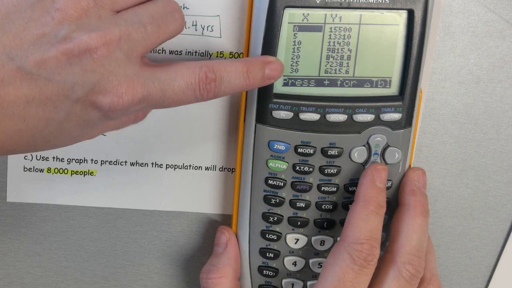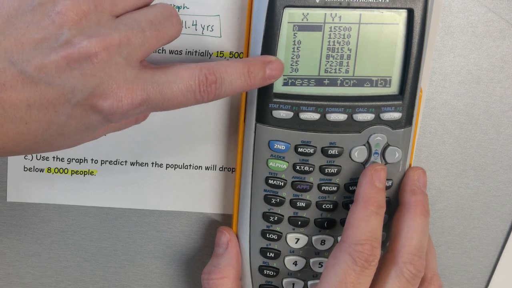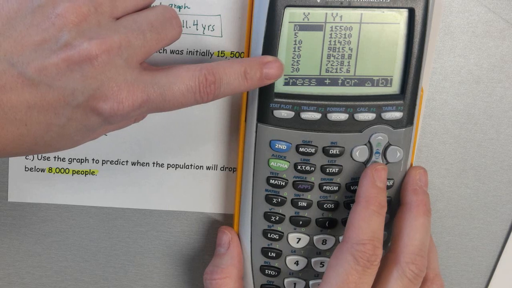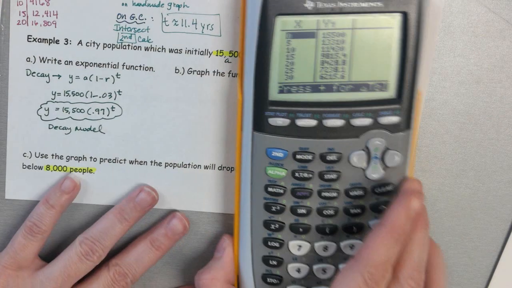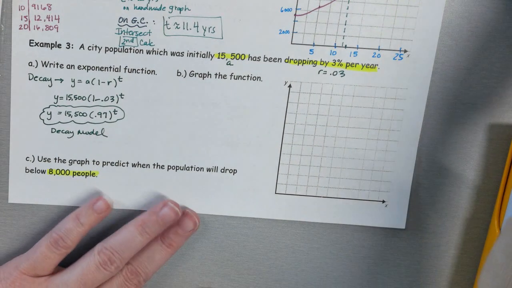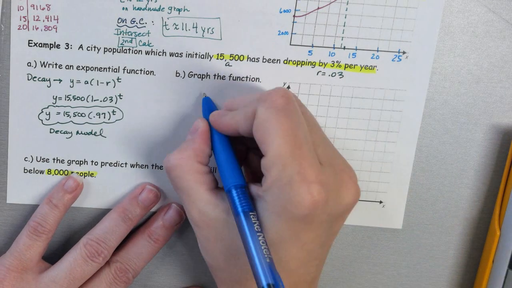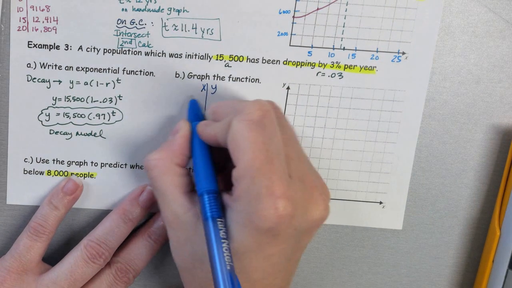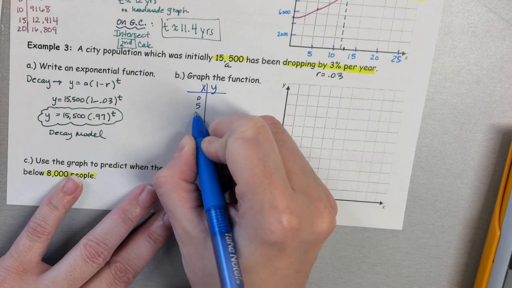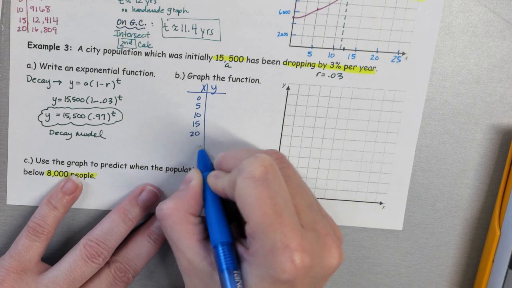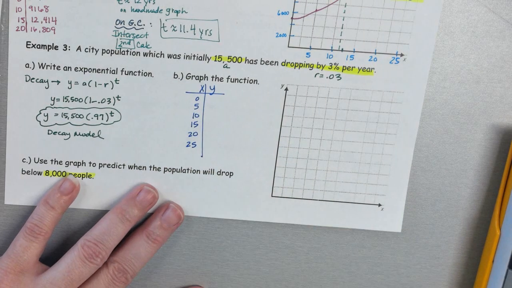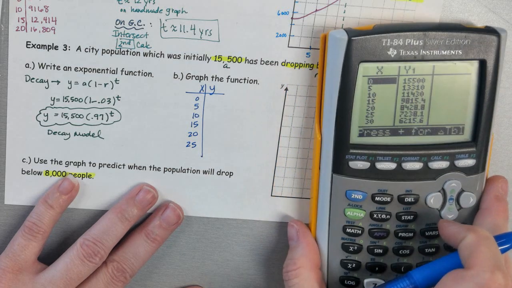So you wouldn't want to go by ones because you'd have to write out 20 different values. Okay? So we can go by fives again. That's perfectly fine. So when we're graphing, we'll do 0, 5, 10, 15, 20, 25. And again, we're just going to use this exact chart.